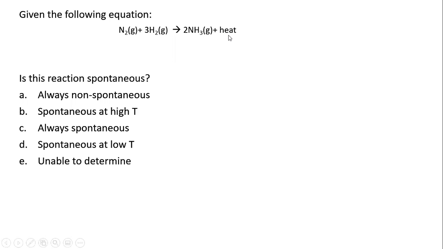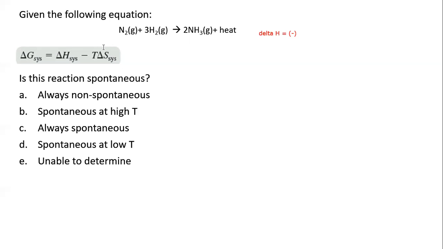So whenever you're given a problem where it gives you the delta H either directly or indirectly, so here it gives us the delta H indirectly, it says heat is produced from this reaction. And so if heat is produced from the reaction, we know that delta H is negative. Now if we want to determine spontaneity, what we need is to use this equation, delta G equals delta H minus T delta S. So that's why delta H is important. Again, heat is a product, it's negative delta H.